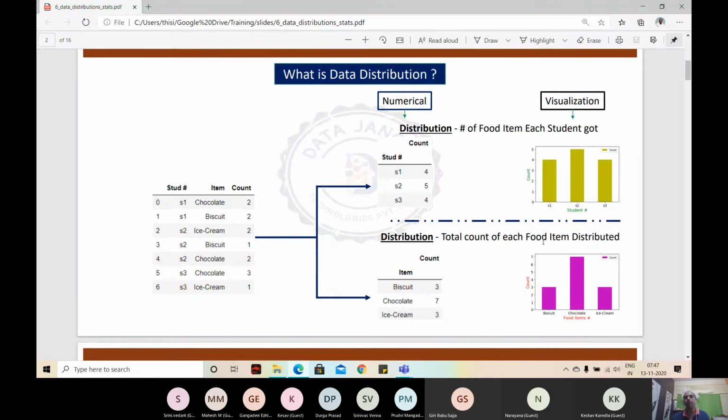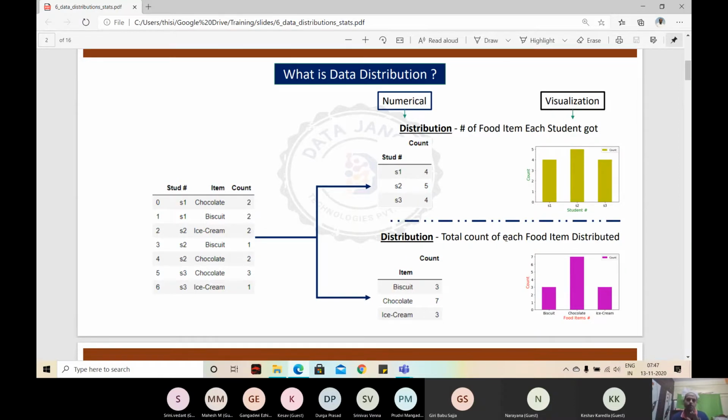Why visually? Because we will have millions of numbers in the data. So what are we looking at? Only one column. This 4, 5, 4 I represented visually. This 3, 7, 3 I represented visually. These are the items. This is called a bar chart. On the x-axis we have taken the items, the y-axis is the count, and the bar height is the amount of distribution that happened. So distribution is simple. The English word's meaning is the same thing in statistics also.